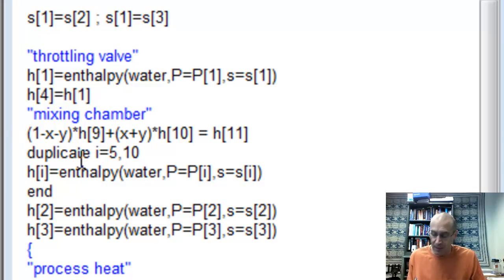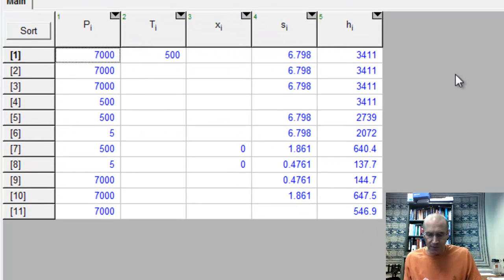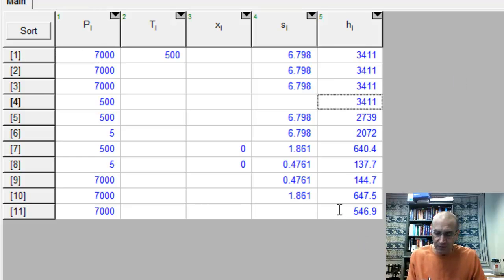Then I have my mixing chamber, and there's my energy balance over it. My inlets are 9 and 10, and the outlet is going to end up being equal to 11. Then I find the remaining enthalpy values. That's why I have this duplicate statement, 5 and 10, and I'm missing 2 and 3, so I added those as separate lines. The duplicate only saves a marginal amount of space here. Now if I look at my table, I'm able to get enthalpies at every single point, and that's really what I'm going to need to solve my problem.